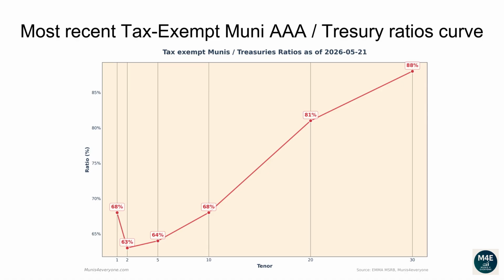The current one-year ratio is 68%. The 2 years ratio is 63%. The 5 years ratio is 64%. The 10 years ratio is 68%. The 20 years ratio is 81%. The 30 years ratio is 88%.